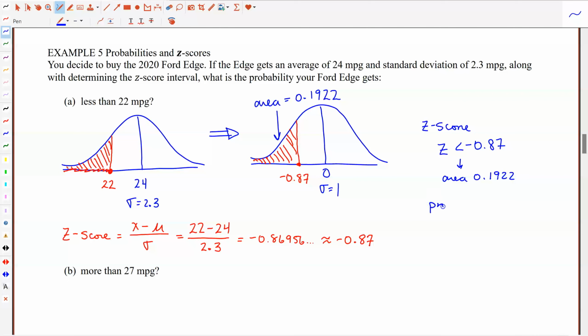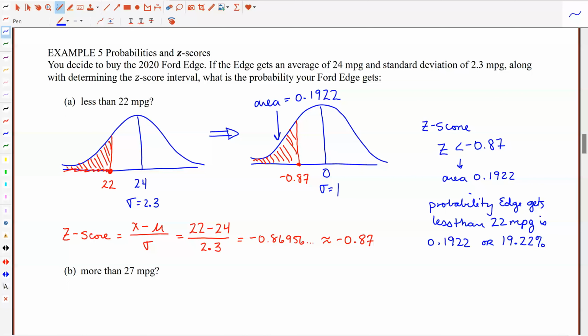The probability that the Edge gets less than 22 miles per gallon is 0.1922, or if you want to think about that in terms of a percent, that would be 19.22%.